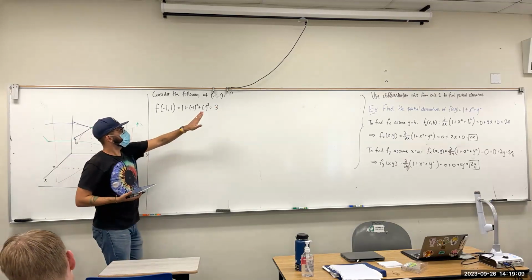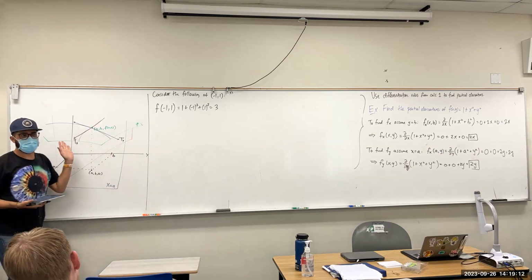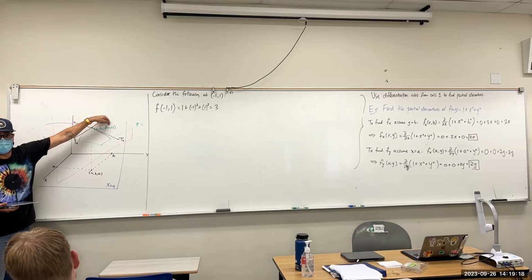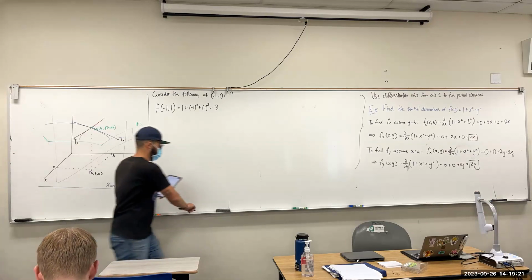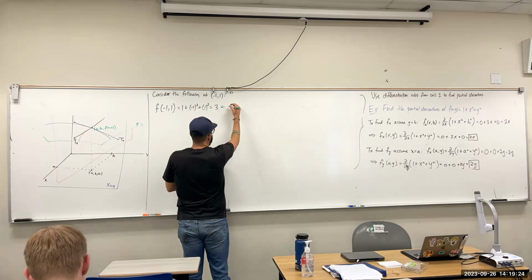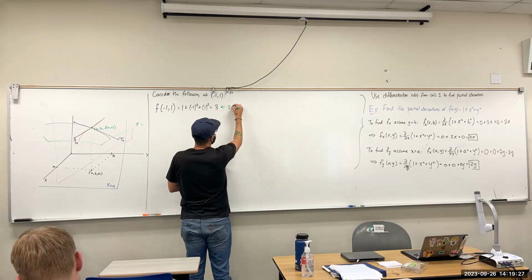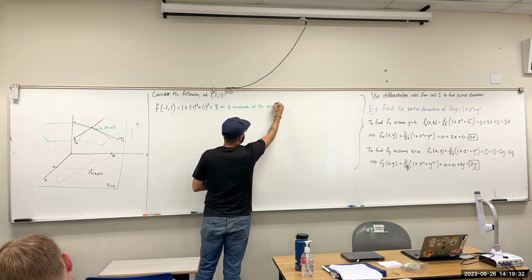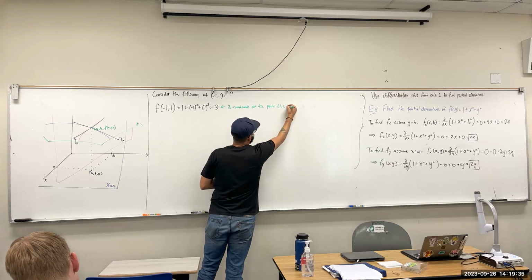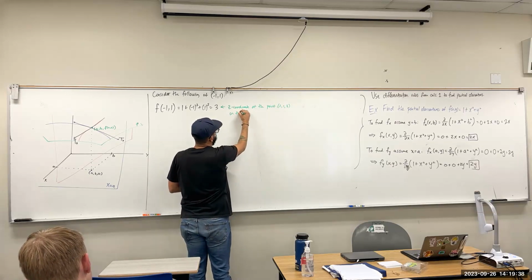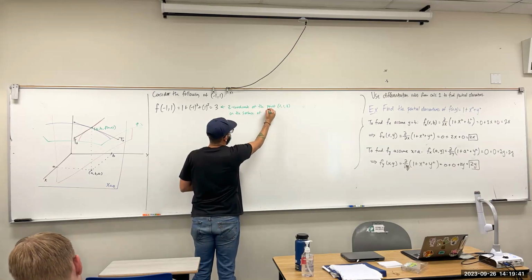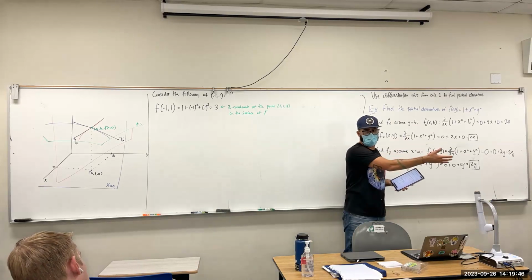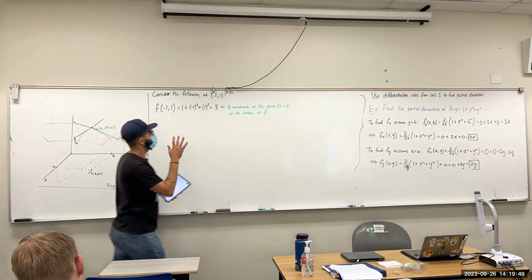Okay. What does that 3 represent in terms of this picture? Z. It's the z coordinate. It's that z value right there. That's what z represents. This is the z coordinate of the point (-1, 1) on the surface of f, just the way in Calc 1, when you plugged in x into the function, it gave you the y value, right? Here, this gives you the z value.